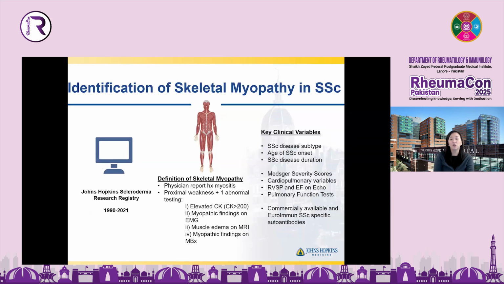We looked between 1990 and 2021, and now we recently looked up to 2023. And I'm looking back at the past year as well. This study is under review right now as a manuscript. Our definition of myopathy, again, was that they either had a physician-reported history of myositis, because going back to 1990, nobody was actually doing a lot of EMGs or muscle biopsies back then.